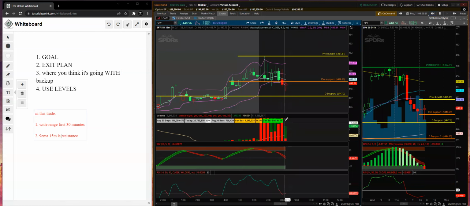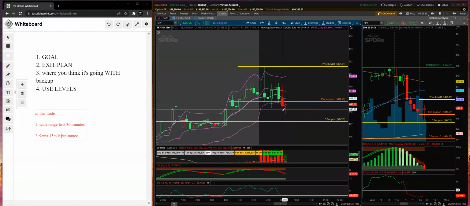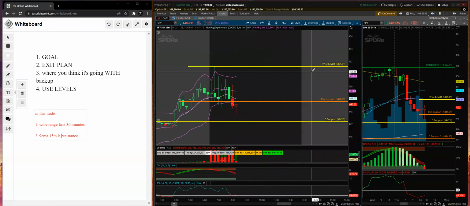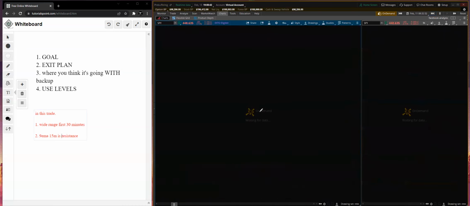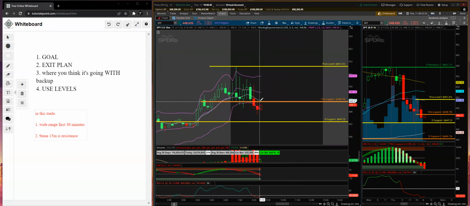So it is breaking down below my support right here. So let's see how this goes on my trade. So it's laggy currently. So I'm going to skip ahead a little bit and see what happens right here. So it looks like we broke down and we are back testing at this 448.90. So we are doing the back test after we broke down.